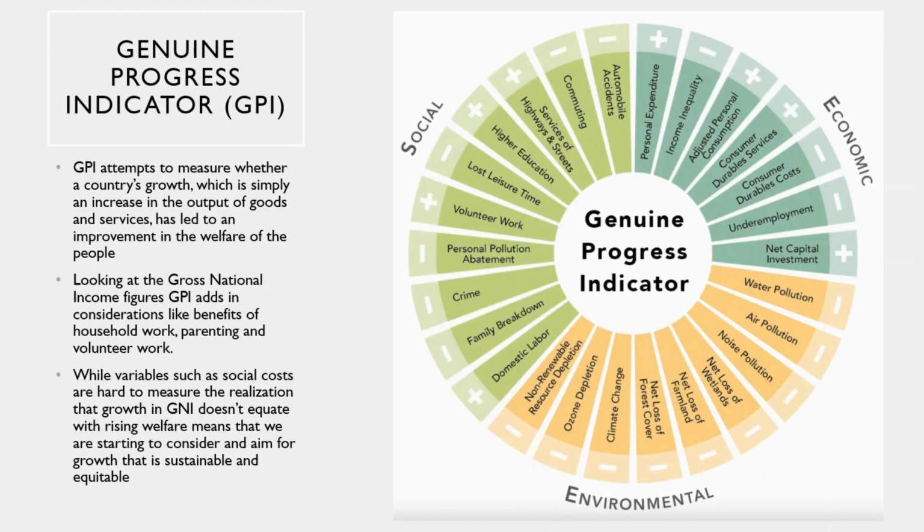We also have the Genuine Progress Indicator, which tries to measure whether a country's growth, which is simply an increase in output of goods, has led to an improvement in the welfare of people. It looks at gross national income, figures GPI, adds in considerations like benefits of household work, parenting, and volunteer work. It tries to take a more holistic measurement.